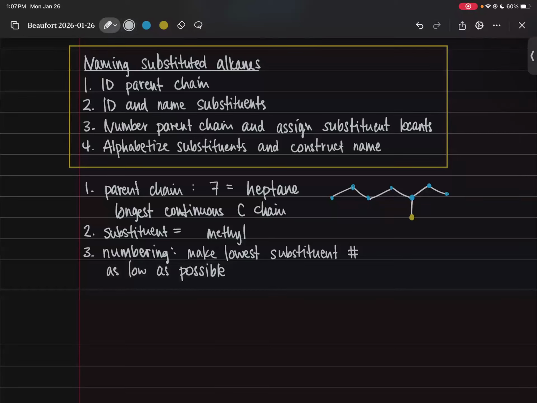So we're going to number the chain 1 through 7. And we want the substituent, the methyl group in gold, to be on the lowest possible number. So clearly we're going to start from the right-hand side. 1, 2, 3, 4, 5, 6, 7. So now we can see that the methyl group is on carbon 3. So I'll add that here, methyl on C3.